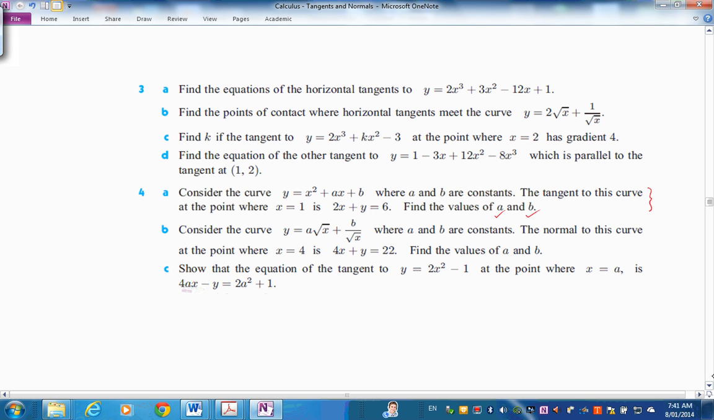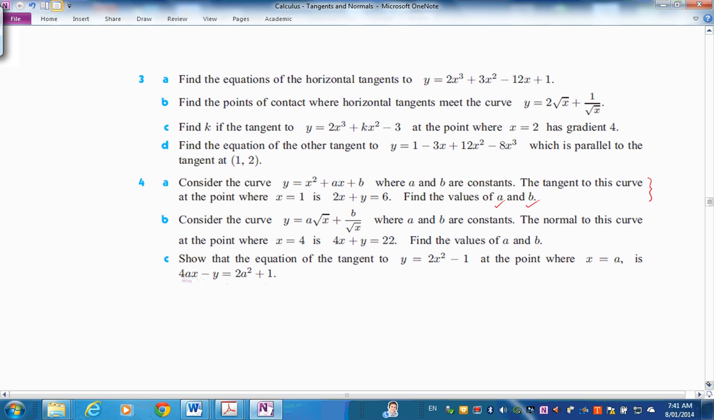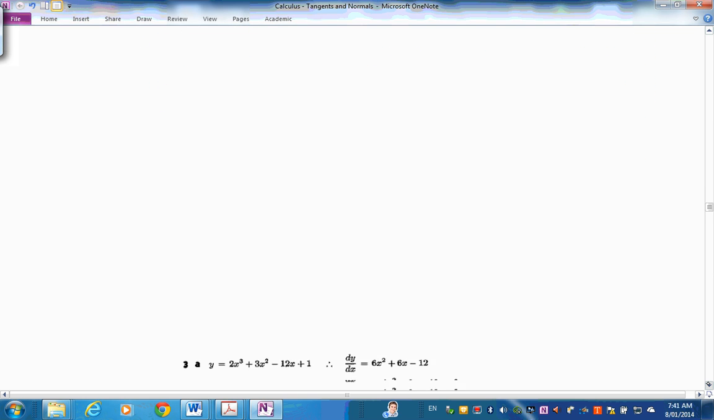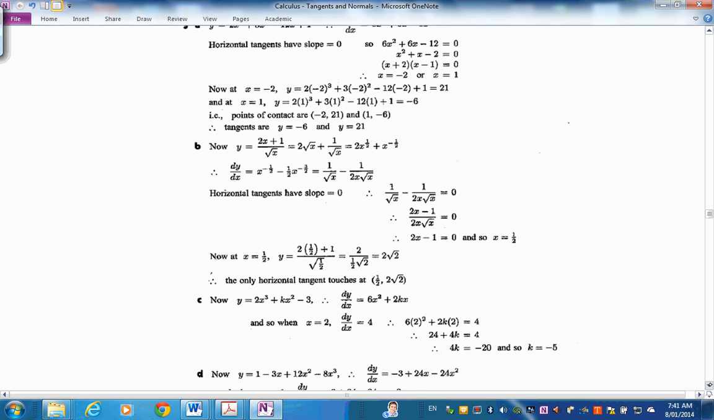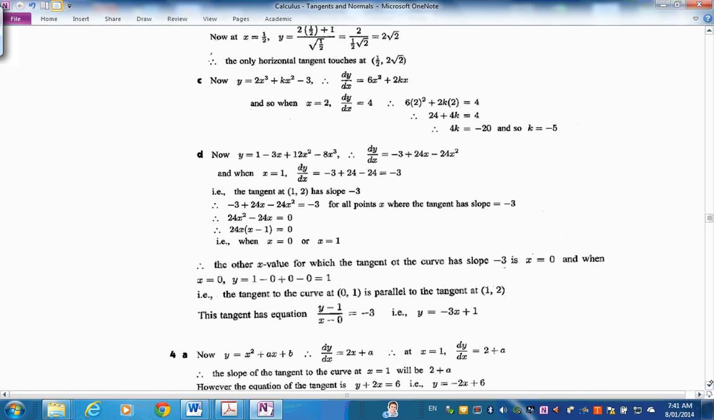Let's look at the solution. So pause it, have a go, and then look ahead at the solution. Here we are. Question 3, A and B. I think that's almost all of C there. And D.